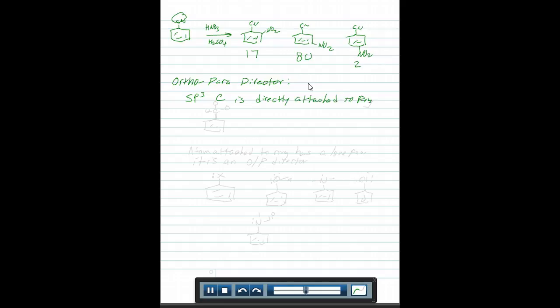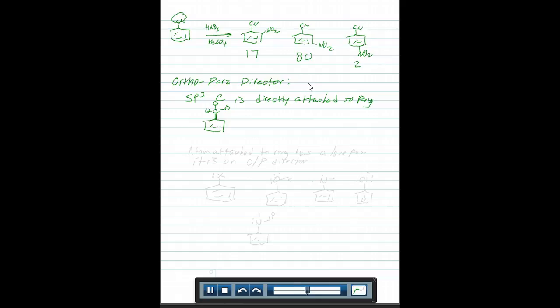Directly attached to the ring. All right, so if you have an aromatic ring and you have a carbon and it's sp3, it does not matter what's at these positions. If it's hydrogens or other carbons, this is an ortho-para director. So if you have a methyl group, all right, if you have an ethyl group, isopropyl group, tert-butyl group, it doesn't matter what it is. If it's an sp3 carbon directly attached to your aromatic ring, that is an ortho-para director.